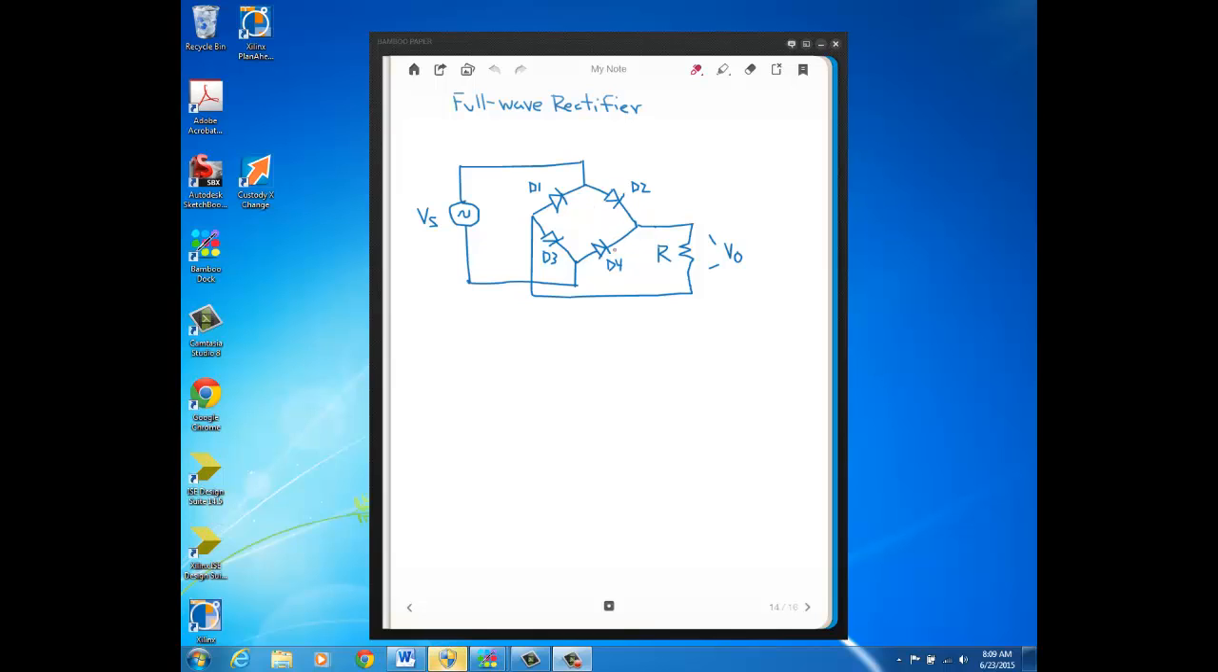These four diodes are oriented in the way that you see here for a reason. It's not a haphazard type of connection. In fact, this type of diode connection is referred to as a diode bridge. So that's a key term to know. Okay, so again, this term diode bridge refers to these four diodes, how they're oriented in this picture.